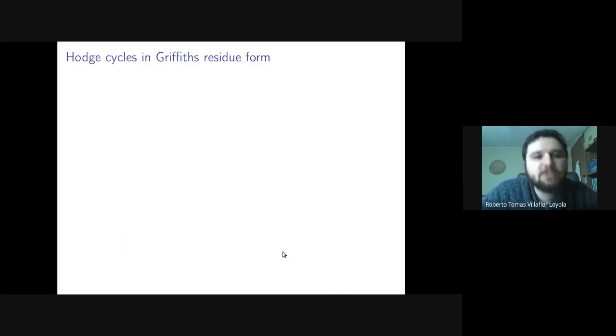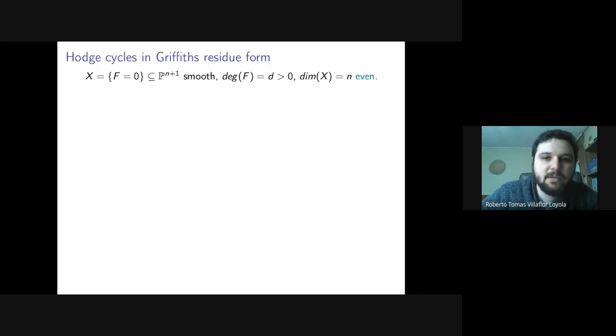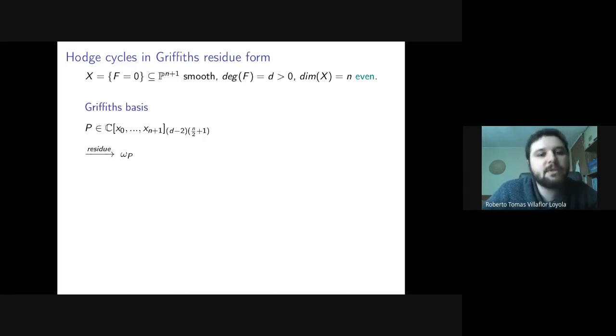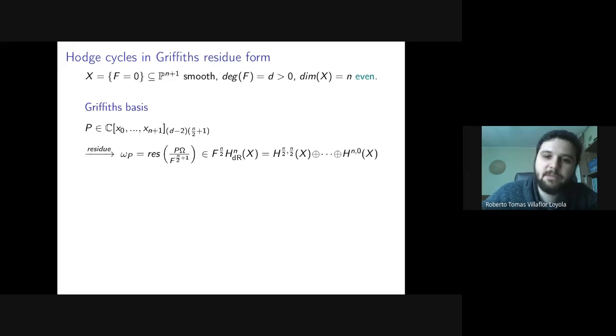So, what do I mean by a Hodge cycle written in a nice way? Let me recall Griffiths' basis theorem. Again, this is our context: a smooth hypersurface of even dimension. Griffiths' basis says the following. We want to construct a basis for the middle group of the de Rham cohomology of X. So it says to construct the forms given in the following format. They will be residues of meromorphic forms, given by a polynomial of a certain degree over the hypersurface, and they have pole of order n over 2 plus 1 along the hypersurface. Griffiths' theorem says that whenever you consider this format, it will land in the middle part of the Hodge filtration. Right, the middle part of the Hodge filtration is exactly this part of the Hodge decomposition. It says more.